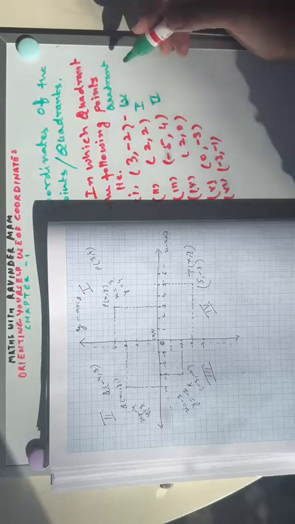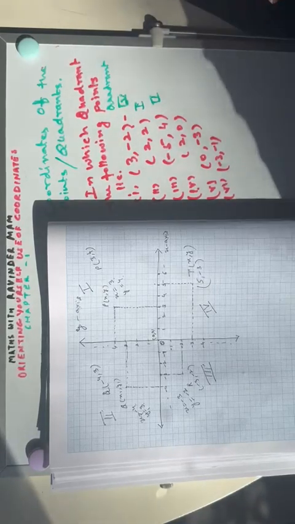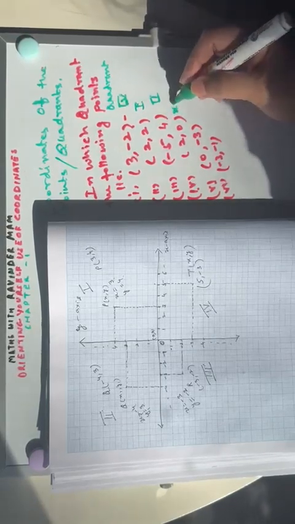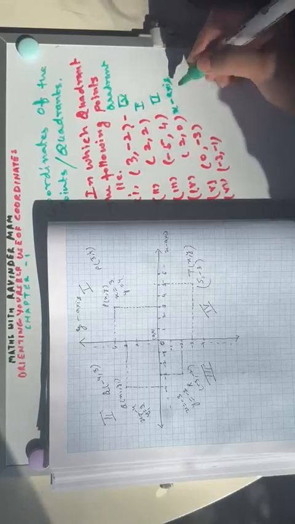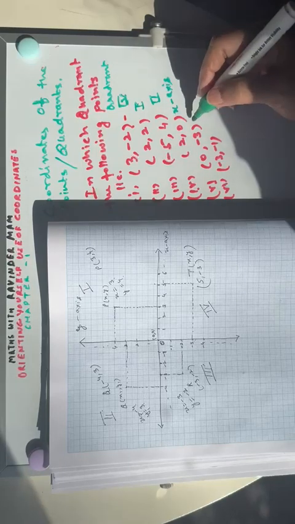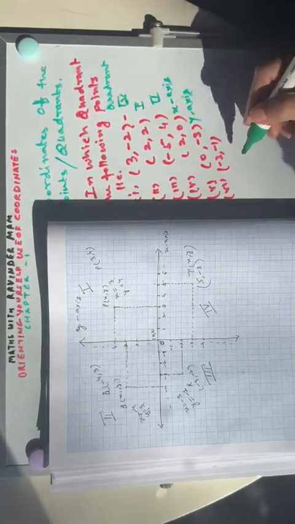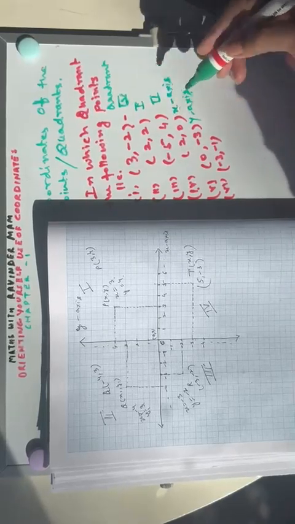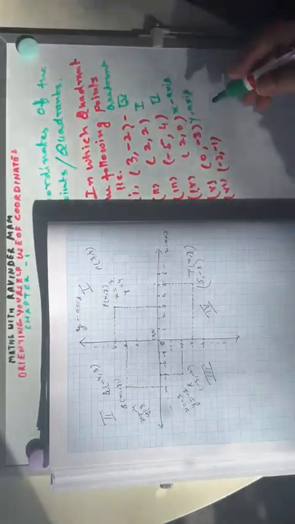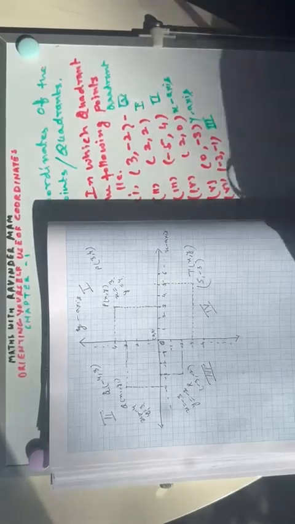And 2, 0. Which quadrant is this one? This is tricky. This is x 2, y 0. Where is it? On the x-axis. And x 0, y minus 3 will be on the y-axis. If you don't remember this, please see my previous video. Minus 3, minus 1, both negative, this is in the third quadrant, right? So practice this. You will enjoy this.